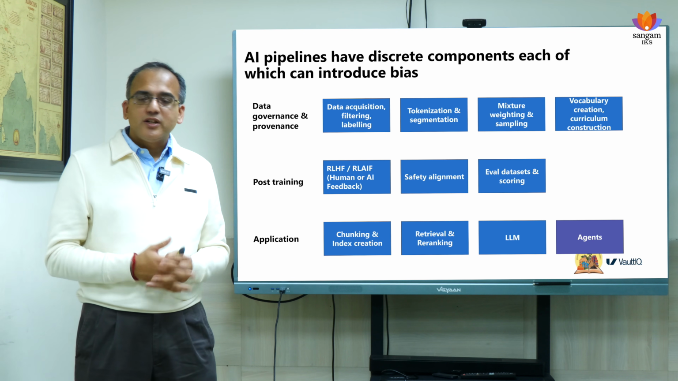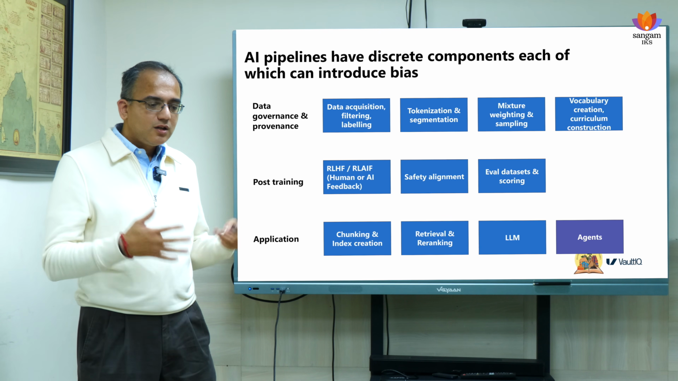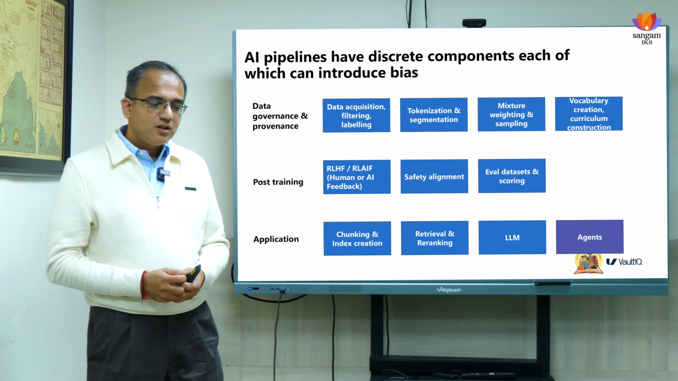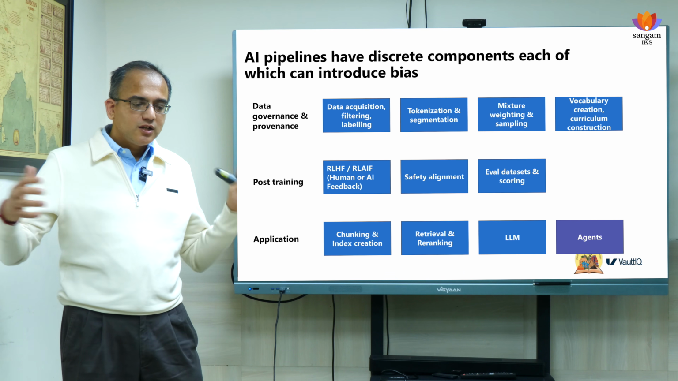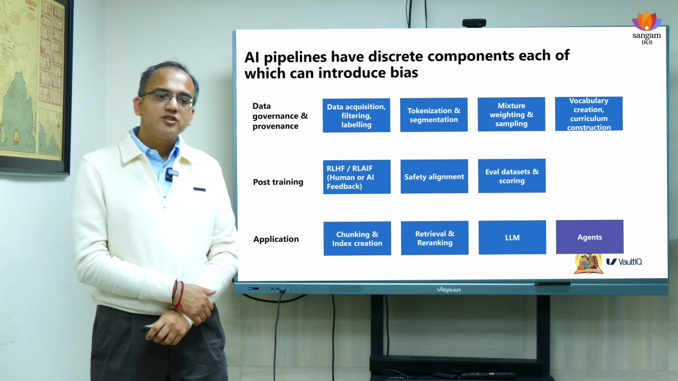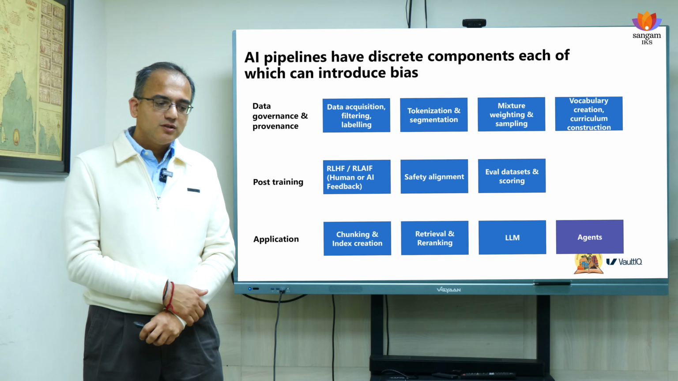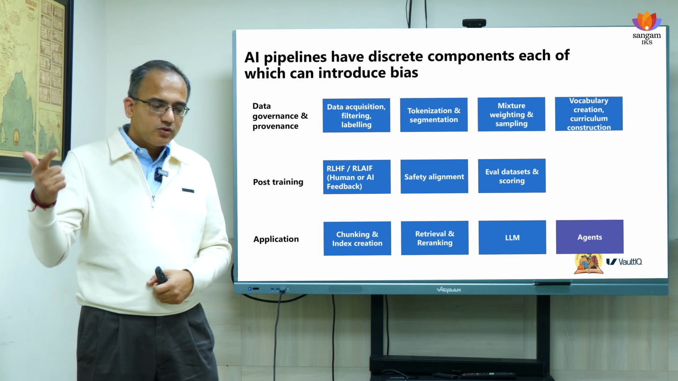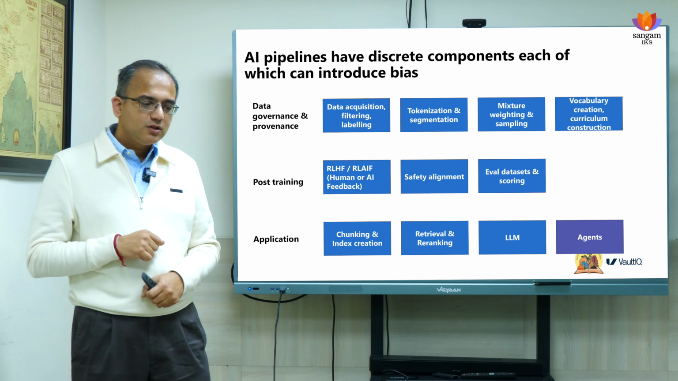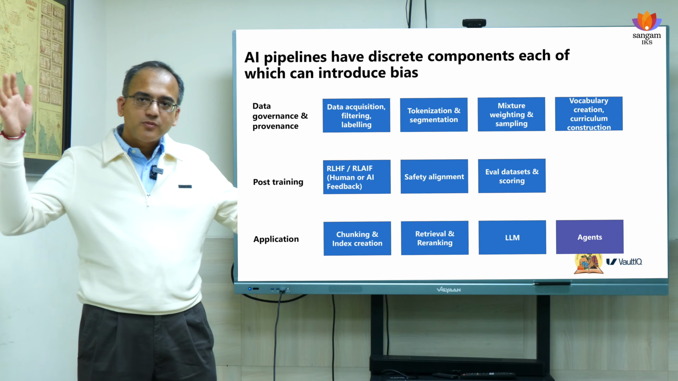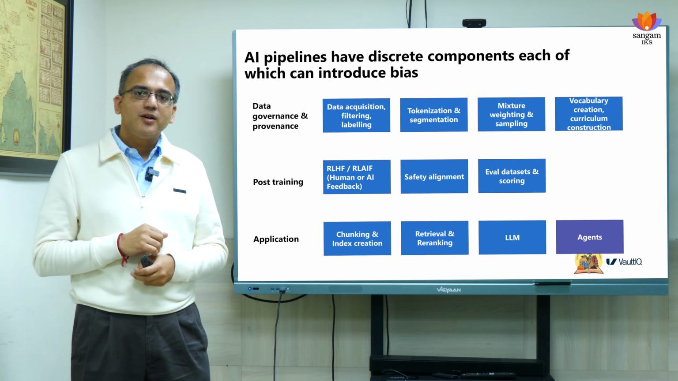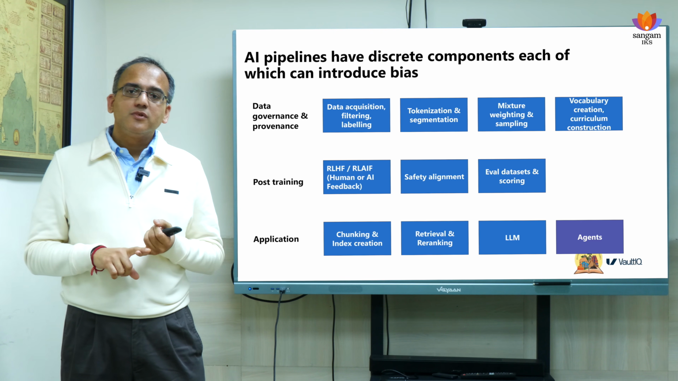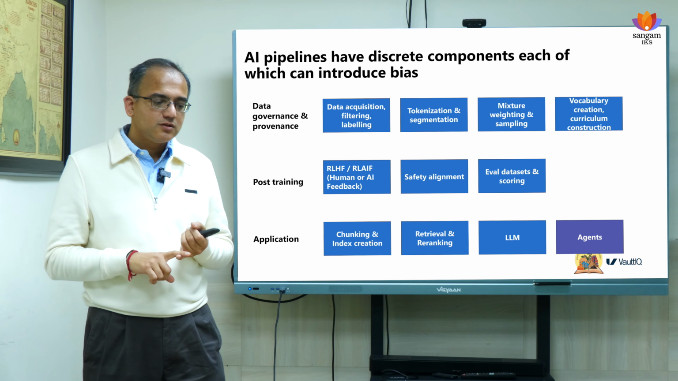So if we look a little bit deeper into AI, how can we fix this and where do we have to fix it? Well, AI pipelines can be broken into many different components, each of which can introduce bias. So broadly speaking, there are three categories: data and governance, post-training, and application. Now, in each of these, there's a number of steps, and we've listed a few of them here. This is not an exhaustive list, but every single one of them creates an established bias.